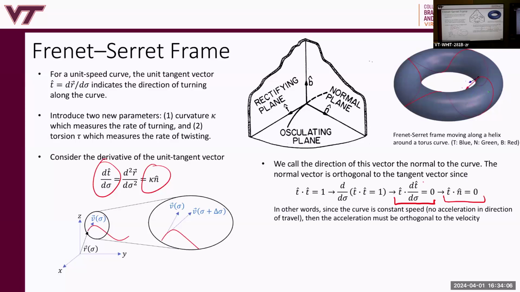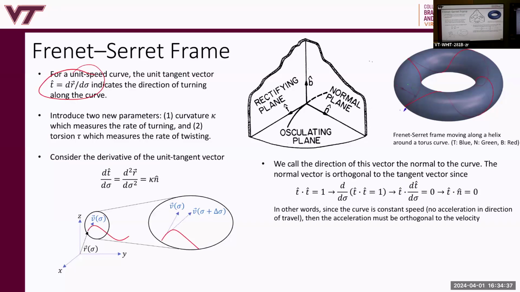Okay, good. There's a lot of this type of thing where you start with some kind of dot product of unit vectors and you differentiate. You're going to see that all through this lecture. In other words, since the curve is constant speed, there's no acceleration in the direction of travel. So yeah, what does this say? Remember, this is like the acceleration, right? The acceleration must be orthogonal to the velocity because the acceleration is in the direction of the derivative of the velocity.